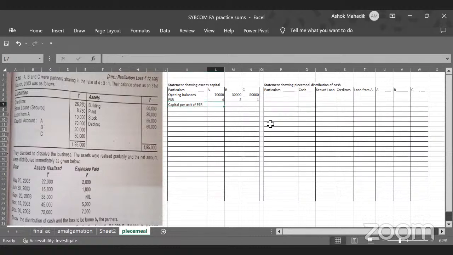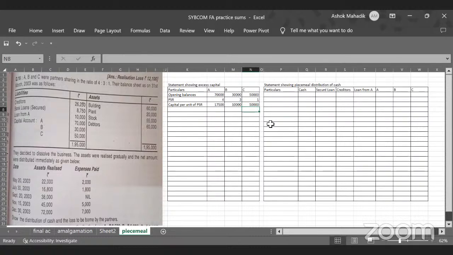How to do that now? For 4 shares, he has brought 70,000. For 1 share, how much has he brought? So simply 70,000 divided by 4. So per share, he has brought in 17,500. Same way you have to do it for B. That is 30,000 divided by 3. So for 1 share, he has brought 10,000. Clear? And C, it's 1 only. For 1 share, he has brought 50,000. So 50,000 divided by 1, it will be again 50,000. Clear? So you have to calculate capital per unit of PSR.